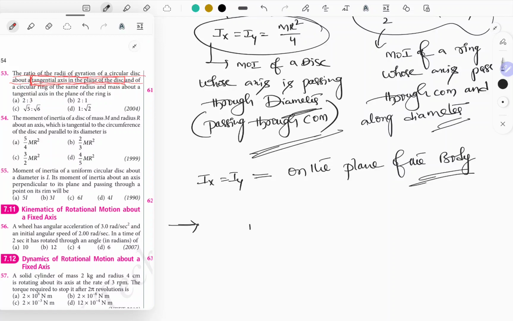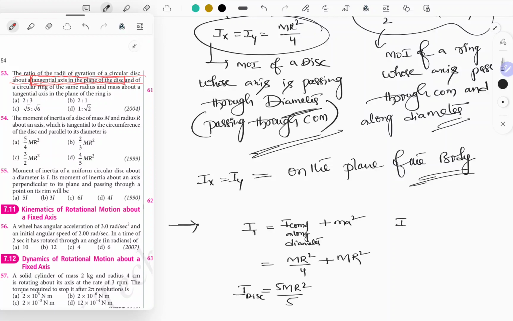So first of all, I is equal to the axis passing through the center of mass and along the diameter, plus ma square. So for a disk it is mr square by 4 plus m a square, where a is nothing but the distance between those two axes, which is equal to the radius, r square. So finally it is represented as 5 mr square by 4. This is for the disk.